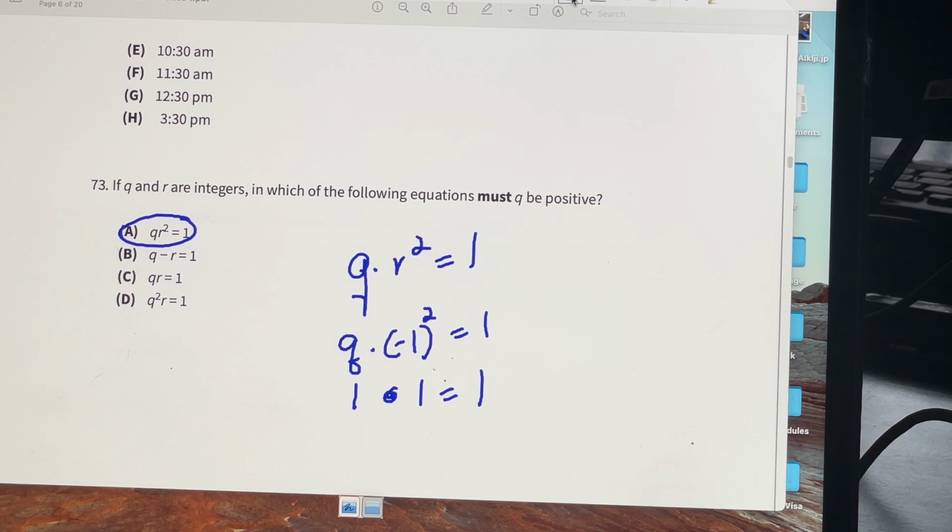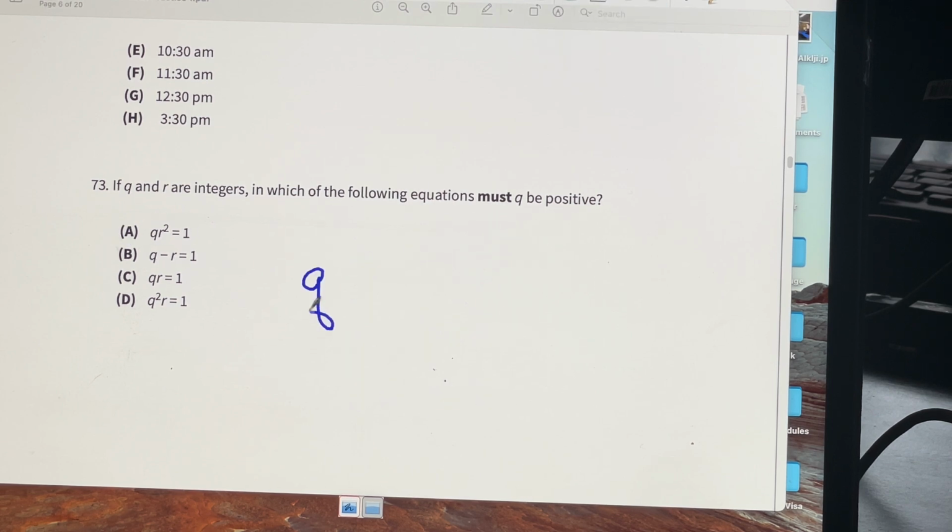Okay, let's look at B. Q minus R equals 1. Does Q have to be positive? Well, in order for us to get 1, let's see. What if I do -2 here and I put -3?